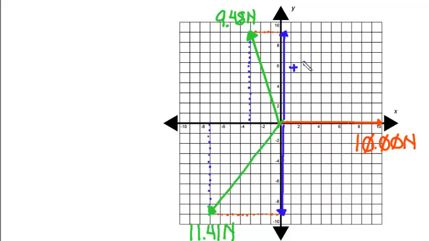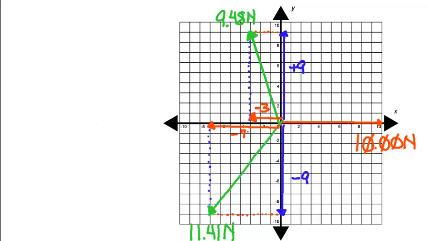So here I have plus 9 newtons, and here I have negative 9 newtons, and it's negative because it's below the x-axis. I'm going to do the same thing in the x-axis. I'm going to draw the x-ness of this resultant vector, and that is negative 3 because it's to the left of the origin. And then I'll draw the x-ness of this resultant vector, and it is negative 7 because it's to the left of the origin.